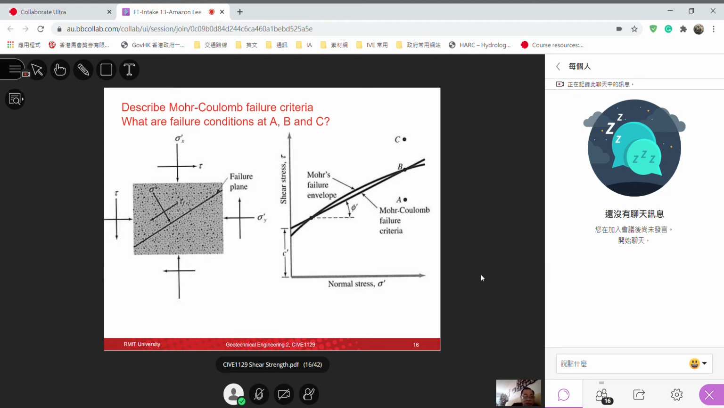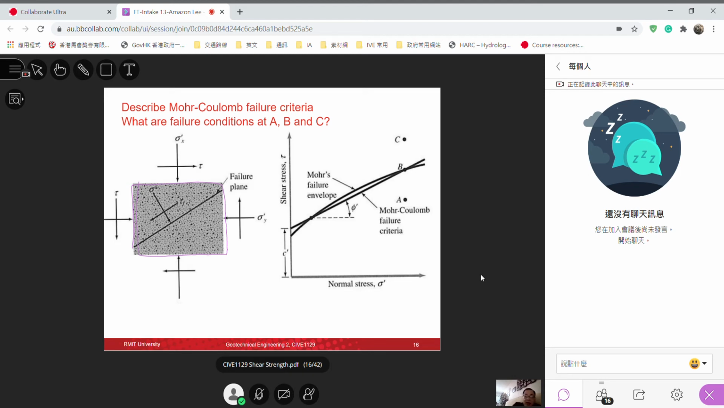Now, what is Mohr-Coulomb failure criteria? Basically, imagine soil is an element. We take a soil element out, just like in mechanics of materials, where we take an element out of your structure. Here we take a soil element out of your structure that we want to analyze.